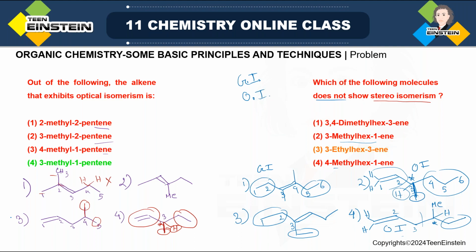So only in compound 3 can you not have any GI. Similar groups, no GI possible here. You also do not have any chiral center. So this is the only molecule where you will not be able to get any type of stereoisomer, whether it is GI or OI. In the first case you can get GI, in the second case you can get OI. In the last case you also get a chiral center. But only in the third compound you cannot have OI or GI, none of them. Stereoisomerism requires at least one of them, but you are not getting any, so it will be the correct answer.